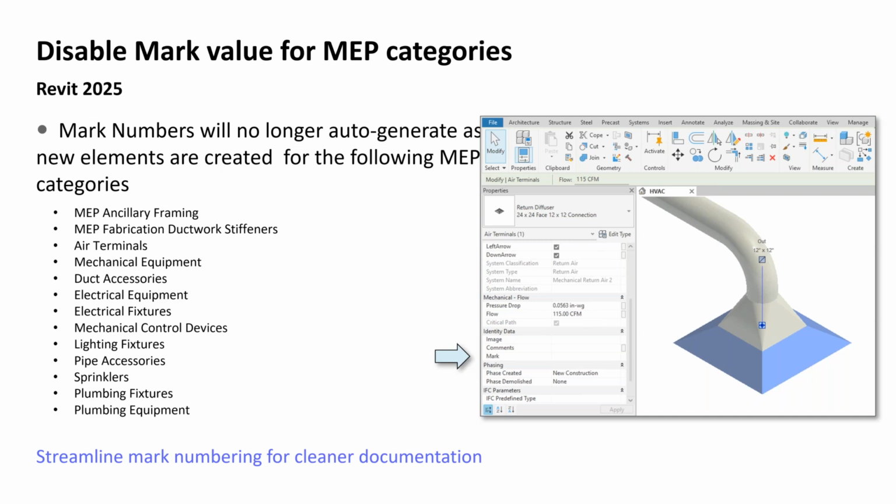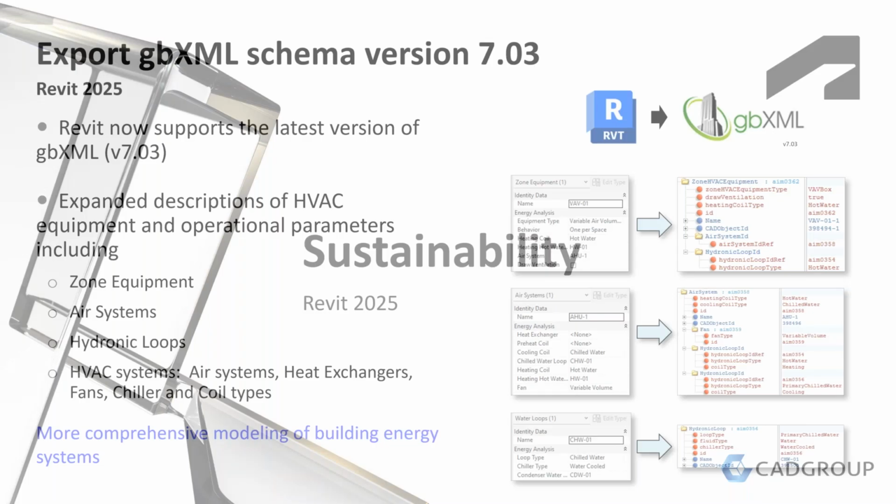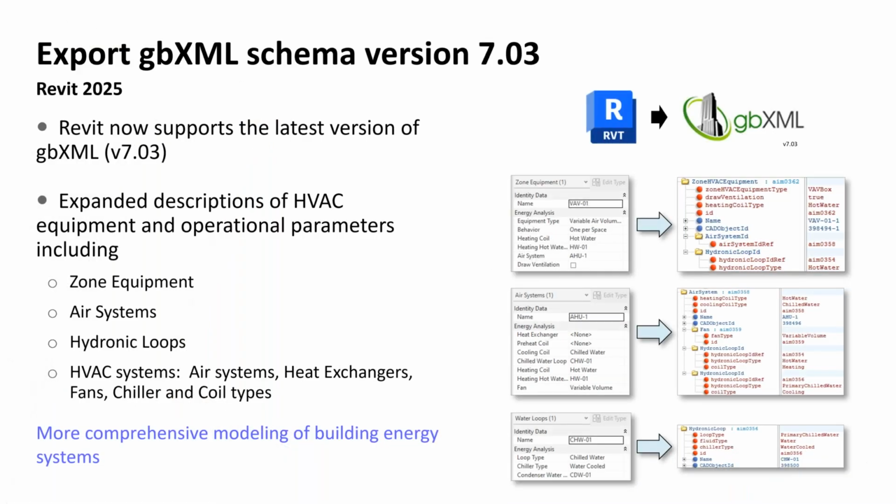So we'll now discuss sustainability. When you want to export Revit for energy analysis, it is typically done by exporting a gbXML file. Revit 2025 now includes the latest gbXML 7.03. This version will allow users to get more detailed energy consumption reporting.